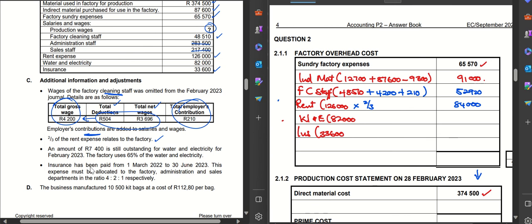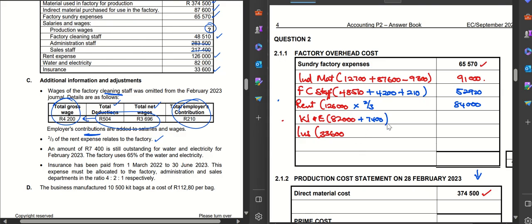The next one says an amount of 7.4 is still outstanding for water and electricity. So once we know an amount is outstanding, we add it, plus 7,400. That is outstanding. All right. Then we say the factory uses 65%.